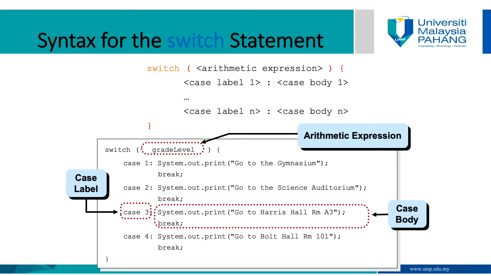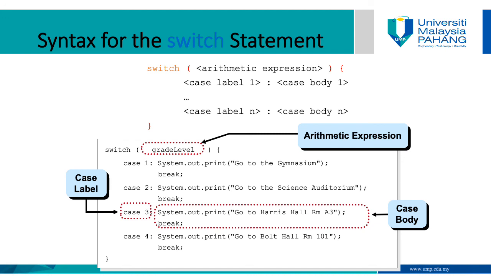Okay, for example, let's go again to the example here. In this switch on grade level, what is the arithmetic expression here? It is the grade level. Grade level is the arithmetic expression. And the case label here is the case number: case 1, case 2, case 3, case 4. That is the case label.